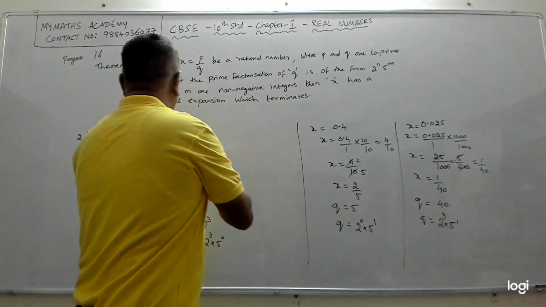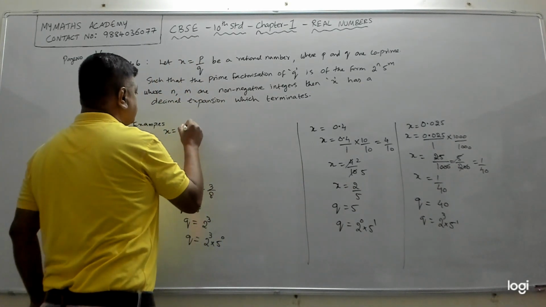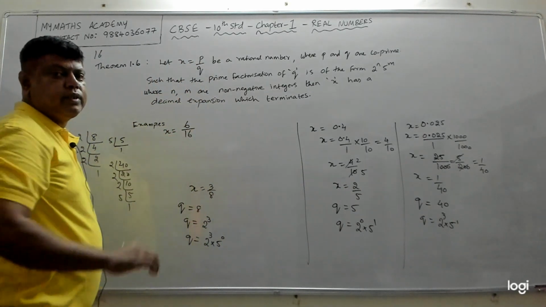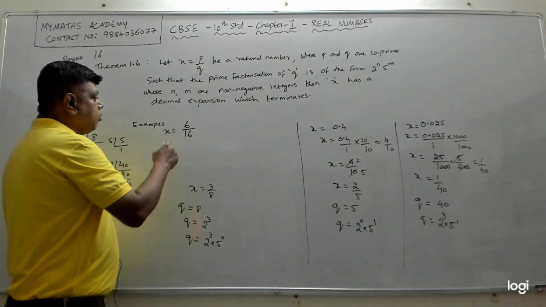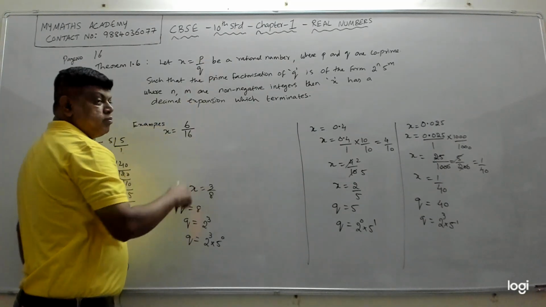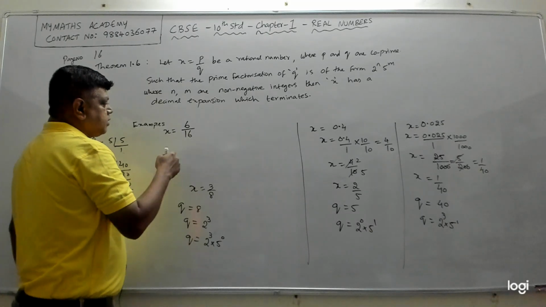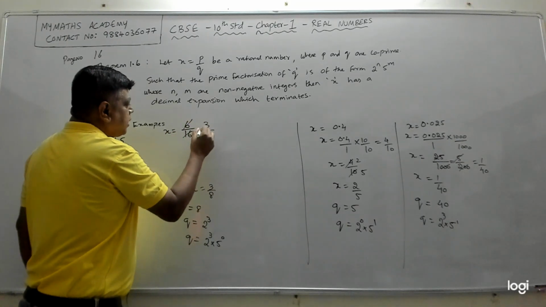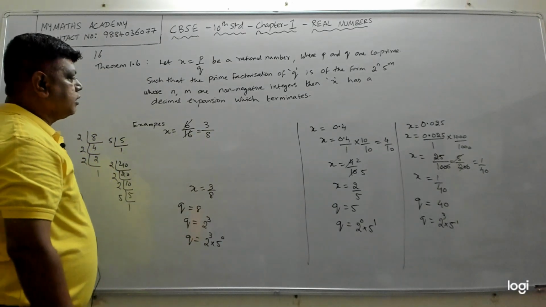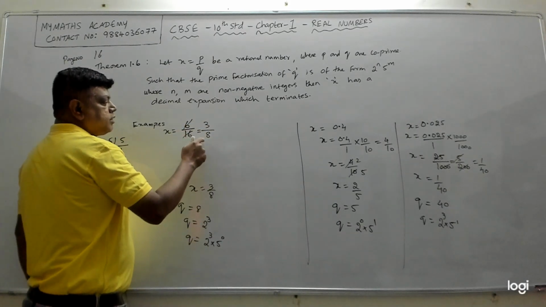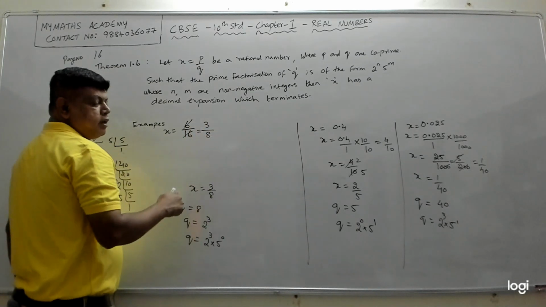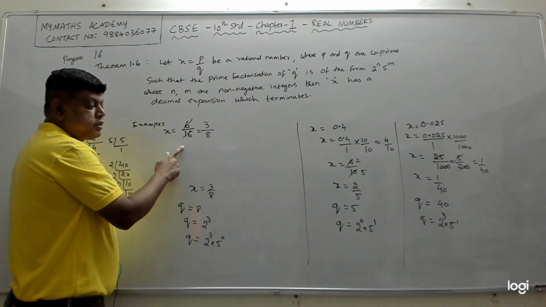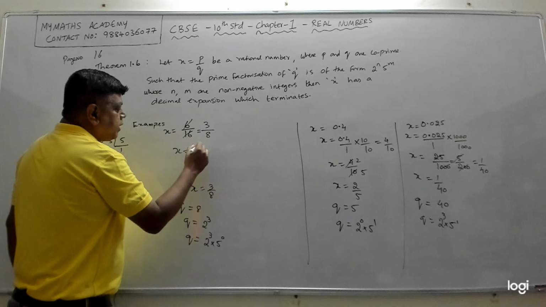Or we can take another example. Suppose x is 6 by 16. Now we cannot say x is in the form of p by q, because first you have to simplify this. Can I simplify this? Yes, 2 3s are 6, 2 8s are 16. So I can simplify and write it as 3 by 8. So the given number is 6 by 16, and my x becomes 3 by 8.